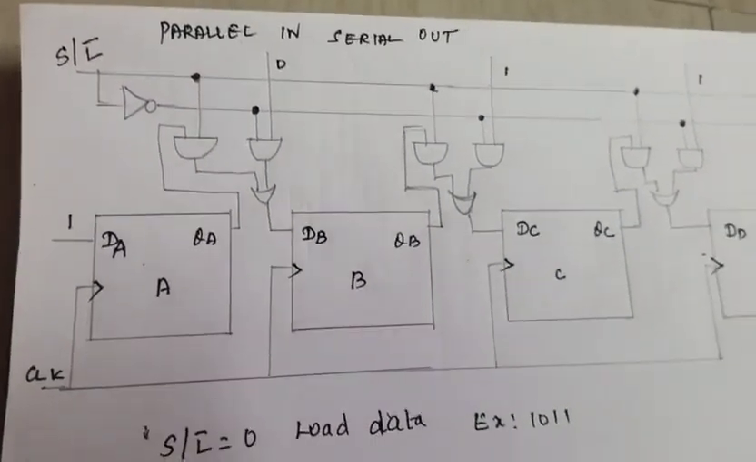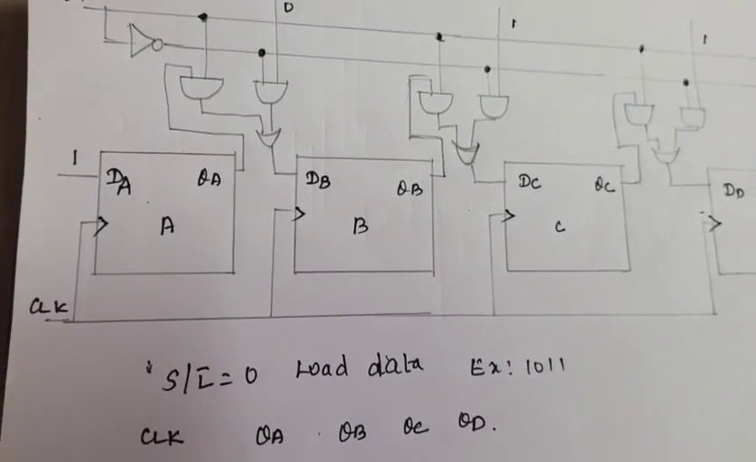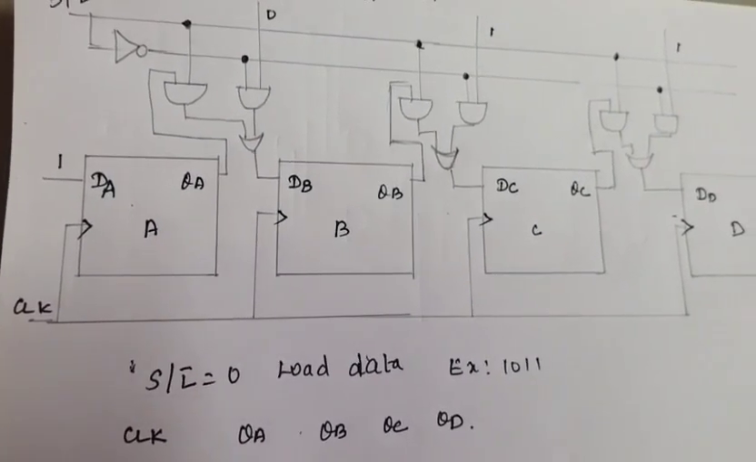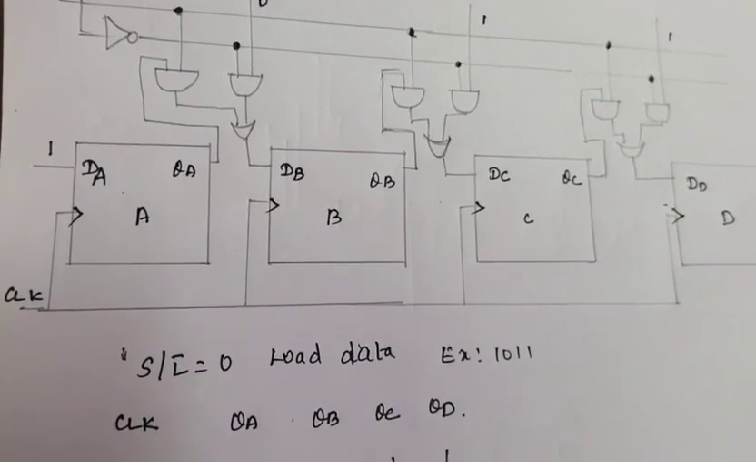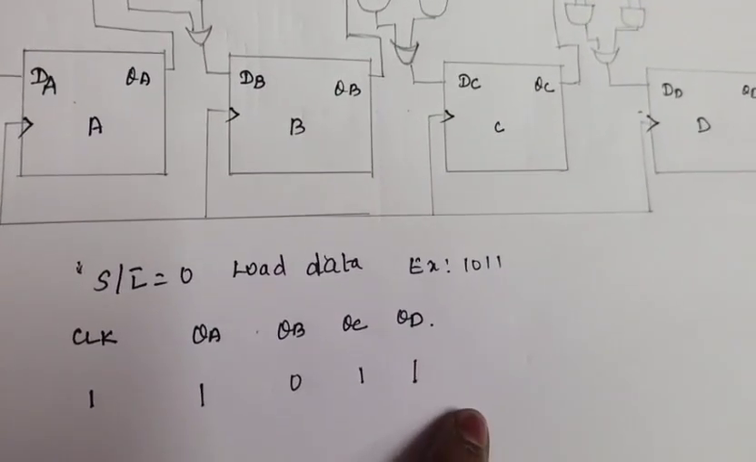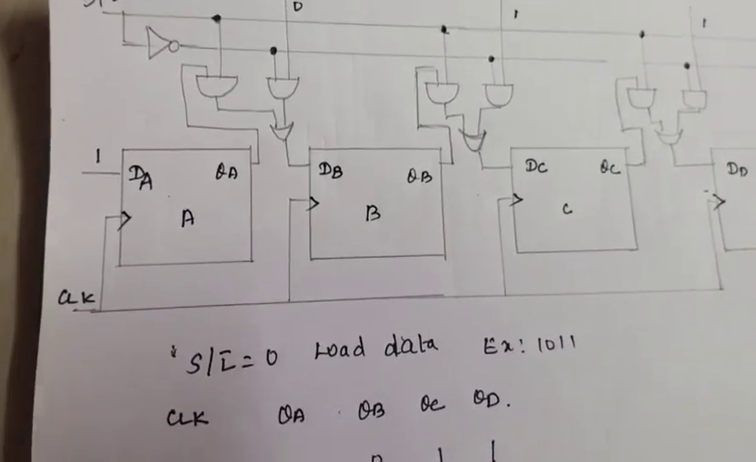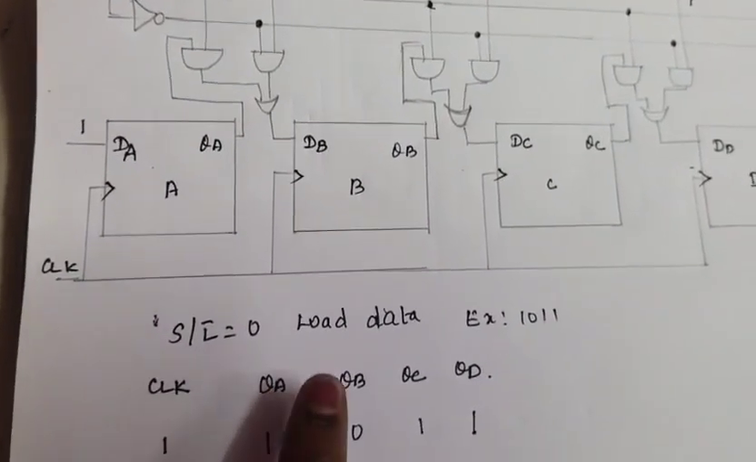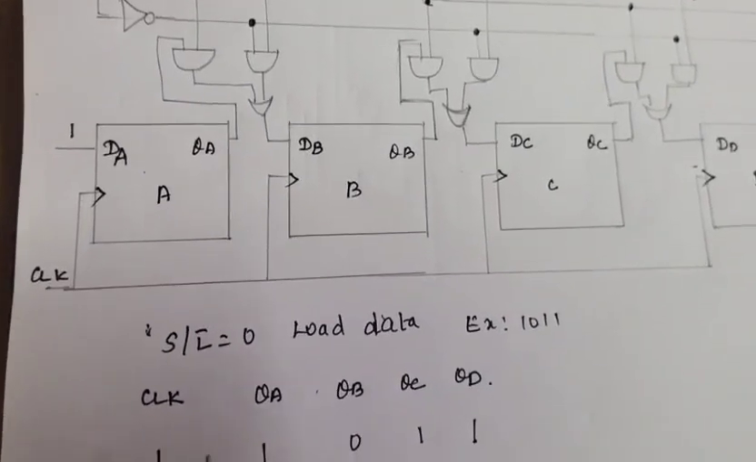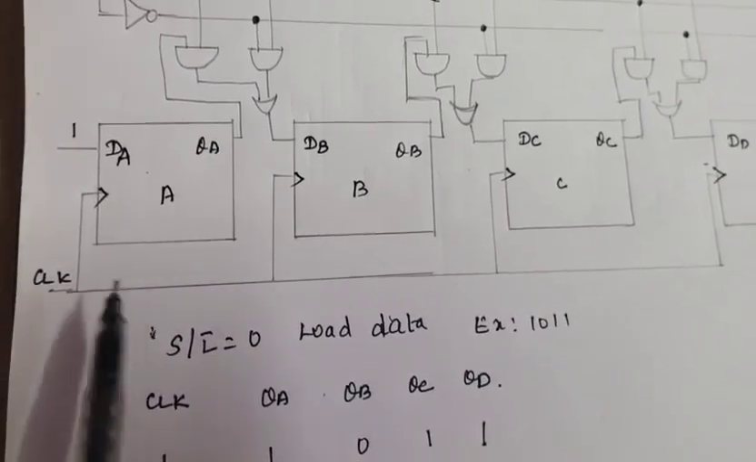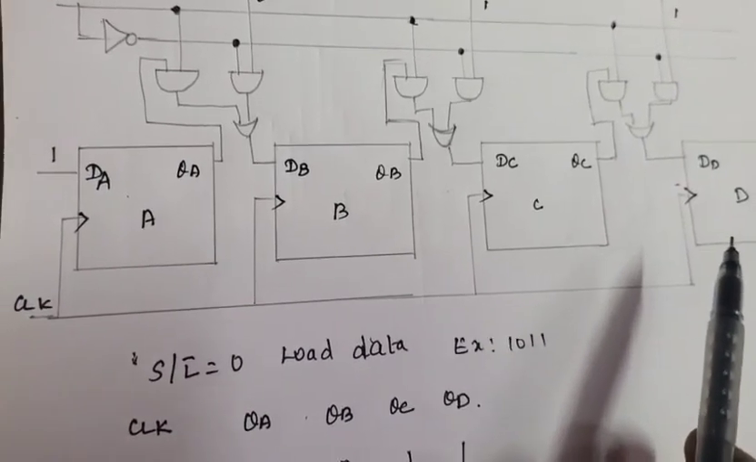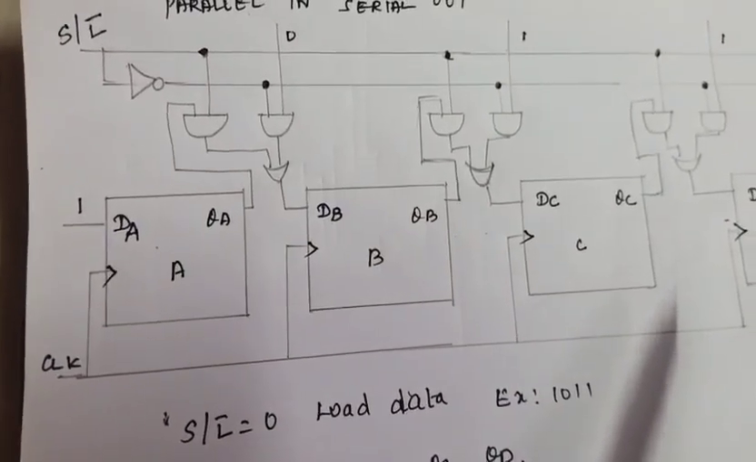How will the data be loaded? In the Q, that means in the A flip-flop 1 will be loaded, in the B flip-flop 0 will be loaded, in the C flip-flop 1 will be loaded, and in the D flip-flop again 1 will be loaded, right? So whenever S/L bar is equal to 0, data will be loaded in all the flip-flops. This is nothing but your parallel in. Now we are going to see the serial in.